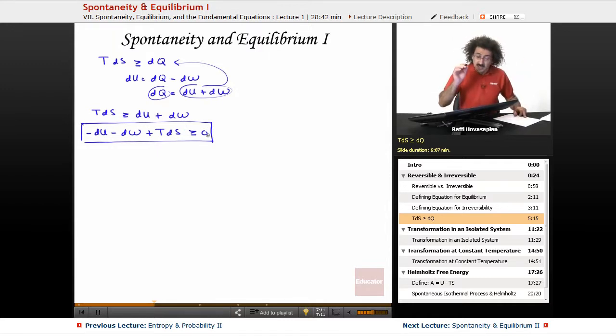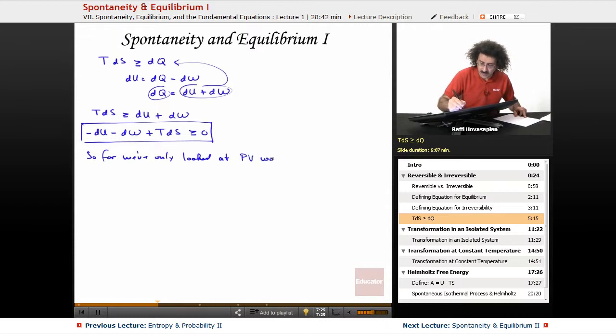Okay. Now, so far, we've only looked at pressure-volume work. Let me actually write that out. We've only looked at PV work. This dW right here includes all work, not just pressure-volume work. Maybe there's some electrical work done. Maybe there's some other mechanical work done. Who knows? This is a combination of all the work that's done, not just expansion work. So this dW includes all work.